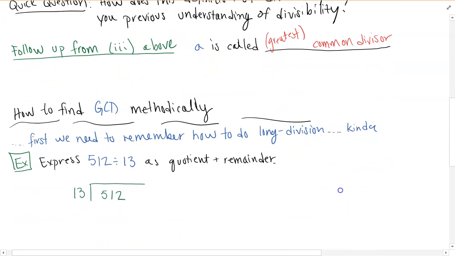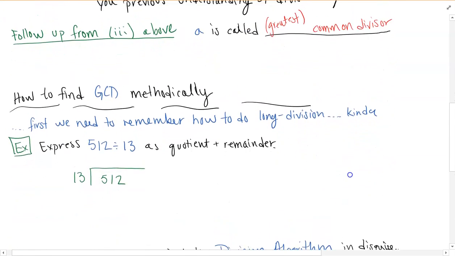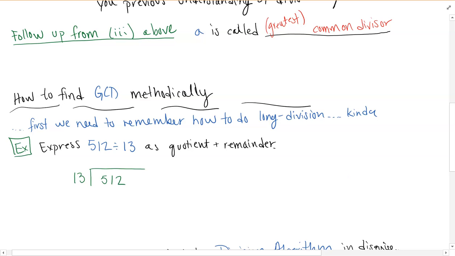However, to find the GCD more methodically, we're going to go through a system that'll do that for us, but we need to remember how to do long division first. So this is my example for the video. Yes, it is going through and finding the GCD. So I want you to pause the video here and do this out yourself the old-fashioned way, not with a calculator or anything like that, but just go through and do it.